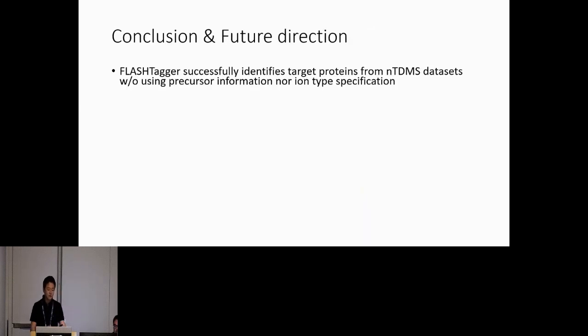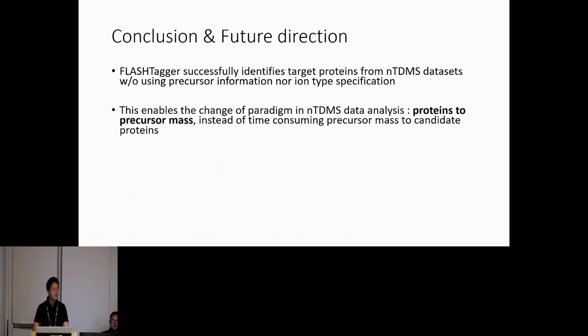To conclude, FLASHTagger successfully identifies target proteins from the NTD MS datasets without using precursor information and without using ion type specification. This enables a change of paradigm in top-down MS data analysis, because usually they start with the precursor mass, but now we can start from identified proteins to explain the detected precursor mass. So this is very efficient and very fast, and my colleagues were so happy because now they can identify proteins within seconds, which took months, or actually it took 2 years for some cases.